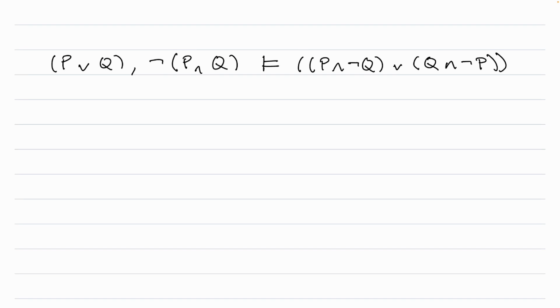One way to test whether some formulas tautologically entail another is by using a truth table. Let's work through two examples. First, consider the claim that the premises P or Q and not P and Q tautologically entail the disjunction P and not Q or Q and not P.